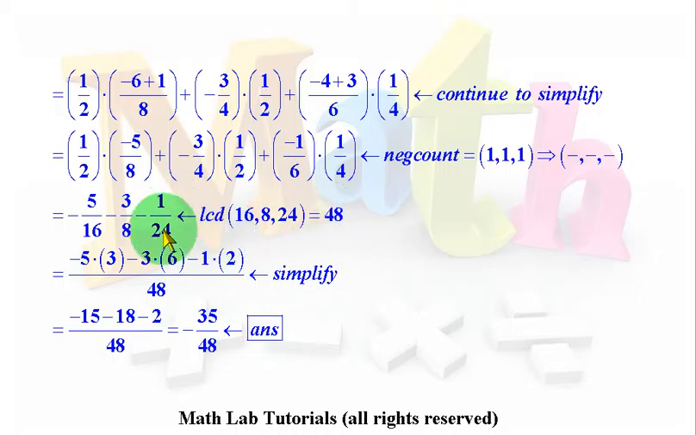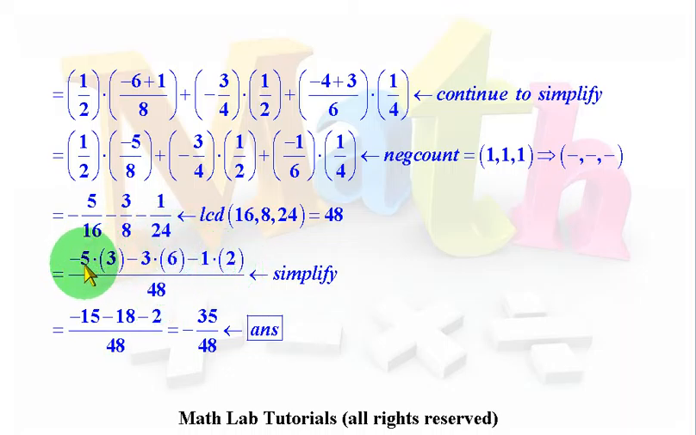So in the next line, big fraction bar right across. Put the LCD in the denominator as usual. And now we have to deal with all the numerators. You do a -5 dot empty bin, -3 dot empty bin, -1 dot empty bin. And now it's time to fill in the empty bins using the LCD. We do 48 divided by 16 is 3, fill in the bin. 48 divided by 8 is 6, fill in the bin. 48 divided by 24 is 2, fill in the bin.